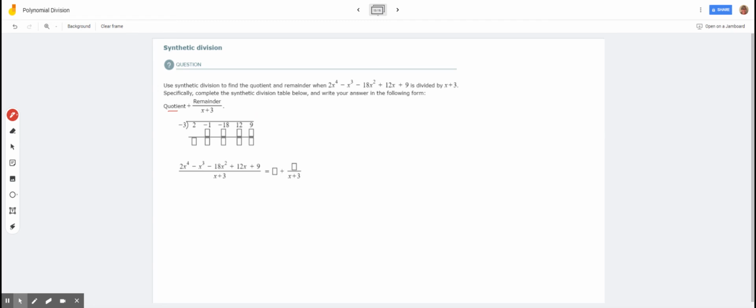All right. So I think what they've done is taken out the x's, okay? And they've only written the coefficients. So notice 2, negative 1 is right here. Negative 18 is right here. 12 is right here. 9 is right here. And instead of 3, they put minus 3.